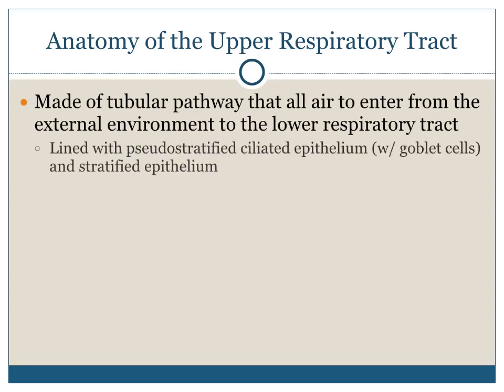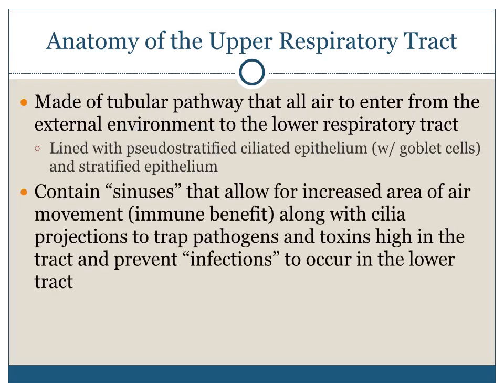The upper respiratory tract is made up of a tubular pathway that's going to allow air to enter from the external environment to get to the lower respiratory tract, as well as air from the lower respiratory tract to exit to the external environment. The tissues here are lined with pseudostratified ciliated epithelium with goblet cells to produce mucus, as well as stratified epithelium. It contains various sinuses. These sinuses allow for an increased area of air movement, which is beneficial for immune responses, along with ciliated projections to trap pathogens and move the pathogens that have been trapped from the lower areas up to the upper areas for expulsion.